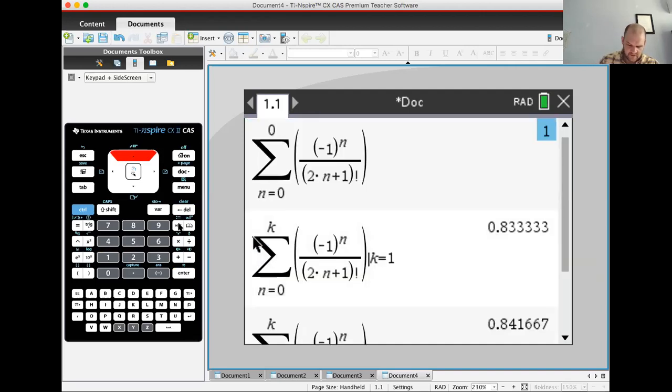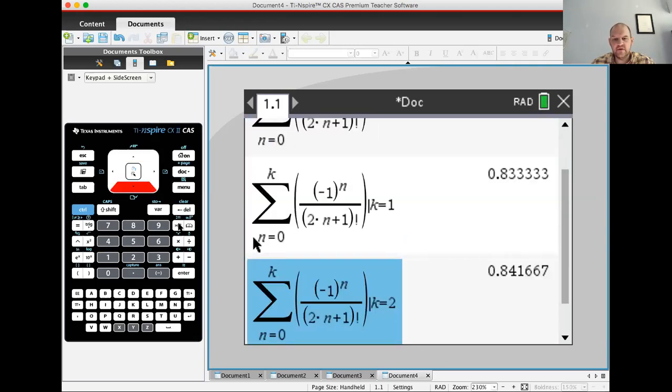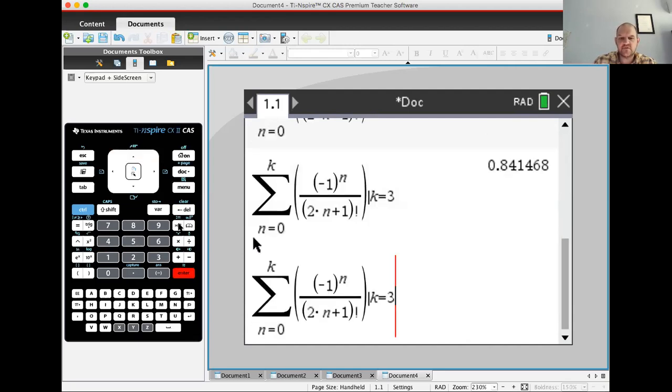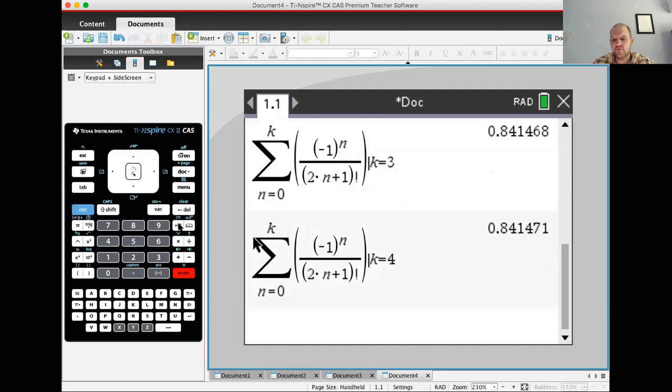So it was 1, and then it was 0.833. Then it was 0.842. Let's see what happens when we go to the next one. 0.841, let's say. Let's do the next one. 0.841. So it's possible, let's see. So it looks to me like the series is converging to 0.841 something, right?